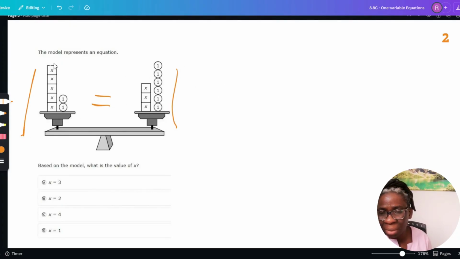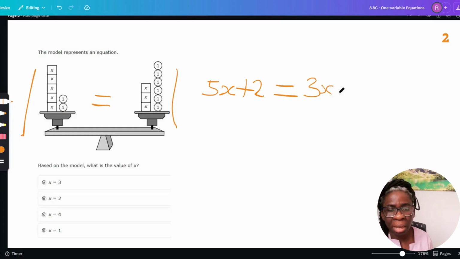So now let's count how many x we have on the left side. We have 1, 2, 3, 4, 5. That gives 5x, then plus how many ones do we have? We have 2 ones. So that will be 5x plus 2. And it must be equal to how many x do we have here? 3x. So 3x plus how many ones do we have? 1, 2, 3, 4, 5, 6. 3x plus 6. So now we have to solve this equation.